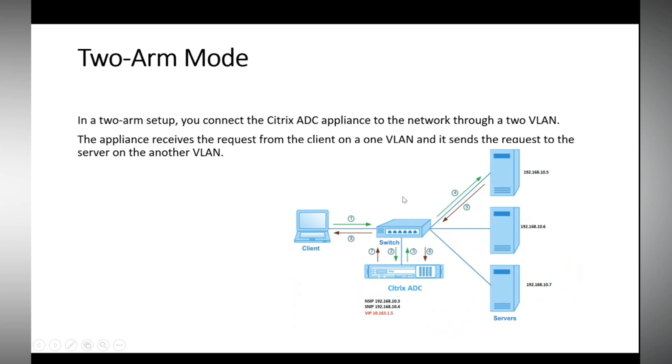So this is called 2-arm mode, where you are getting the request in one VLAN and sending that request to the backend on another VLAN. Okay, so here two VLANs are involved, one for the request from the client and another for the backend communication with your servers.